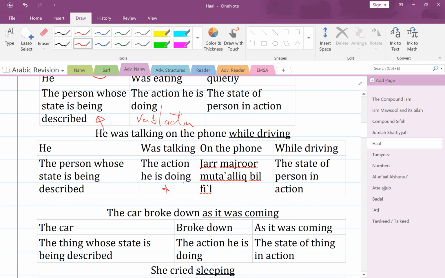And here we added something else. On the phone is a jar majroor. So this is going to be a muta'alliq. And of course, in this case, muta'alliq bil fi'l. Okay. While driving, again, you can see how it comes at the end of a sentence. So while driving is our hal.